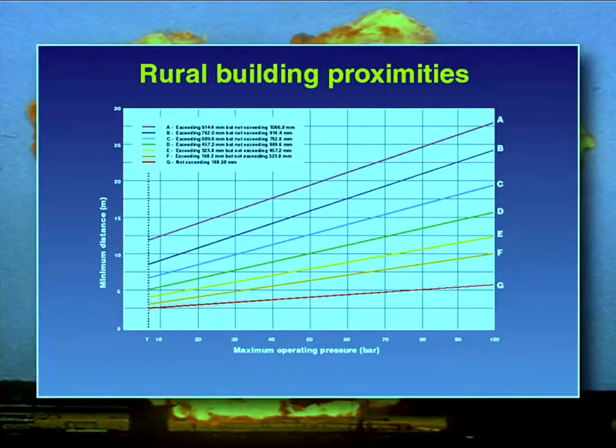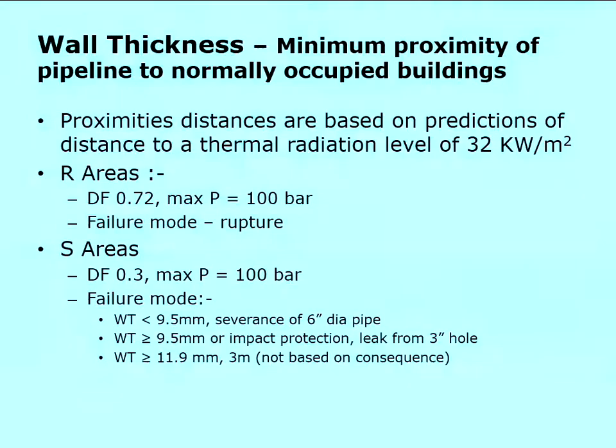In our areas, the curves are based on a design factor of 0.72, and they go up to a maximum pressure of 100 bar. And they assume that the failure mode is rupture. So those curves are assuming you're going to have a big fire. In S areas, you've reduced the design factor to 0.3. You've still got a maximum pressure of up to 100 bar. But in this case, because you are modifying the design of the S area pipeline, so you're bringing the design factor down, and you are increasing the thickness of the pipe to do that.